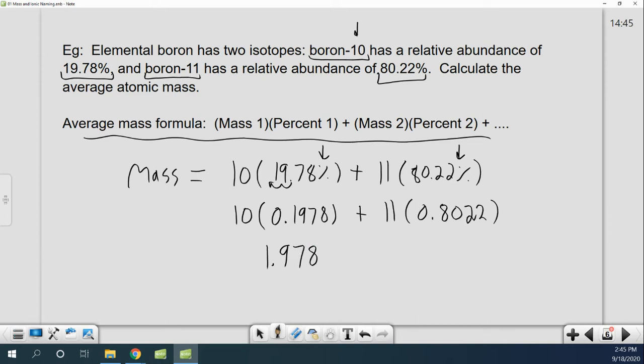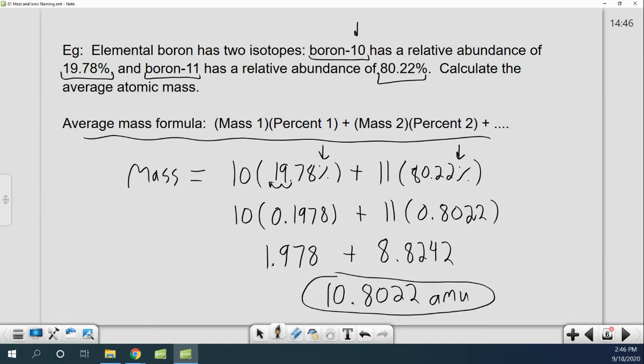All right. So if I do this times 10, well, that's an easy enough one. I just move the decimal back one spot. Plus, grab my handy dandy calculator, 11 times 0.8022 gives me 8.8242. Add those two together, and I get 10.8022. All right. So that is the average mass of a boron.